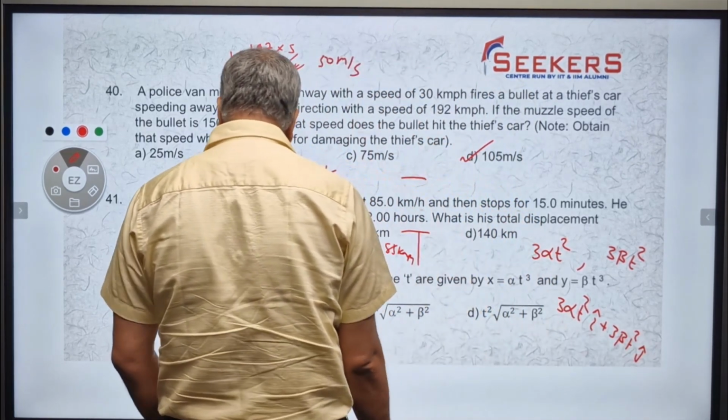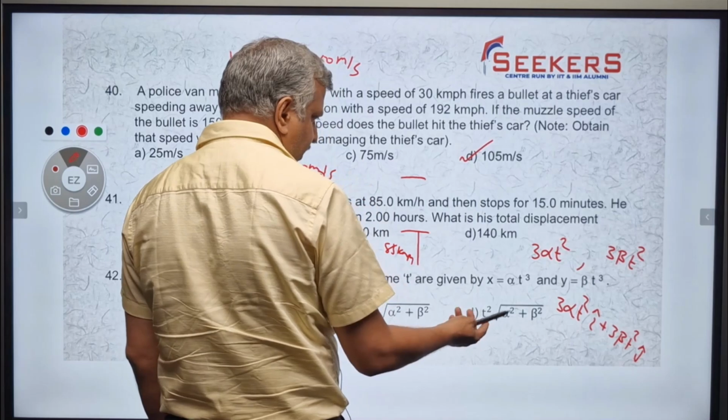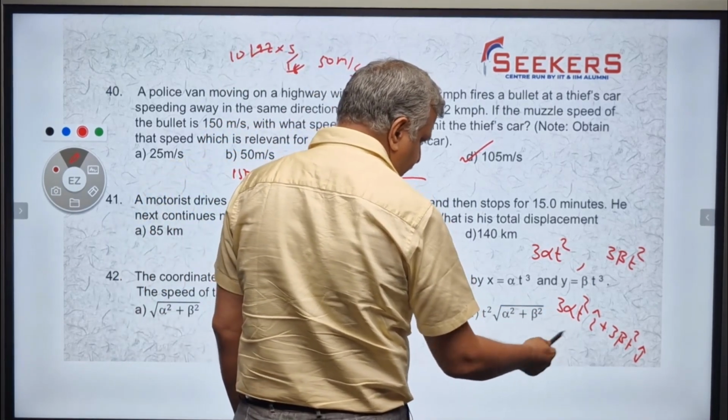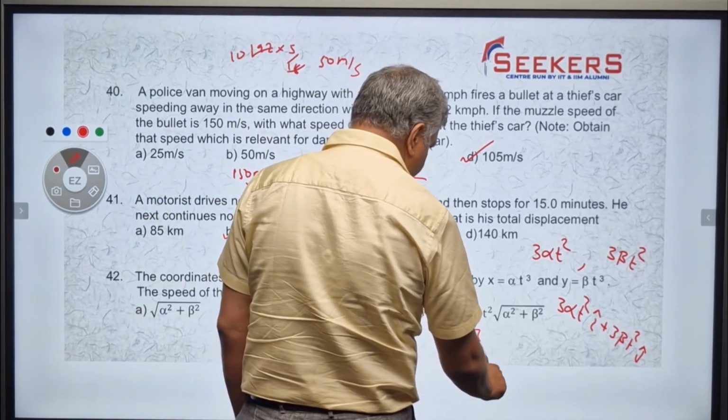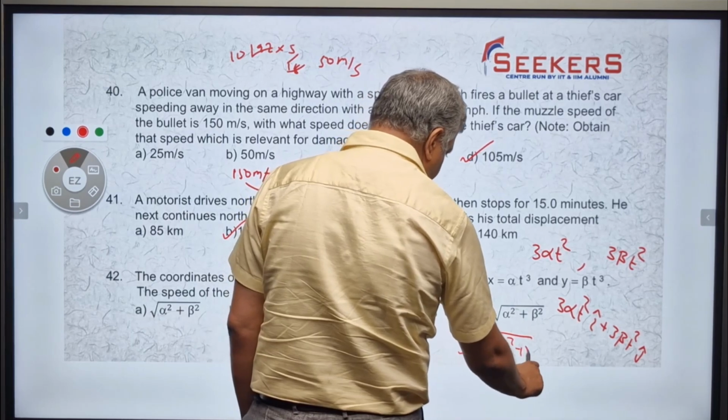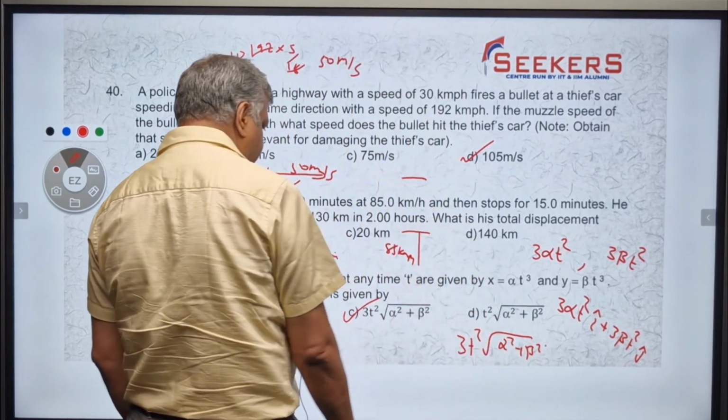Now they are asking me the speed of a particle at any time t. So if I take 3 and t squared common, it will be 3t squared square root of alpha squared plus beta squared. So speed is a scalar quantity.